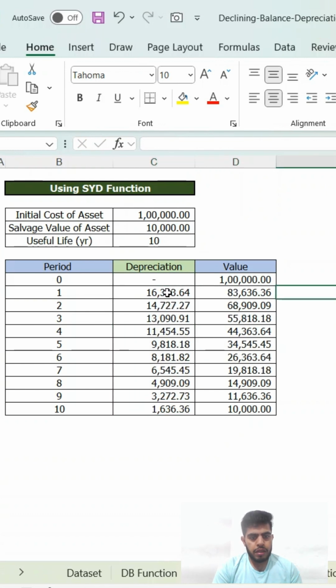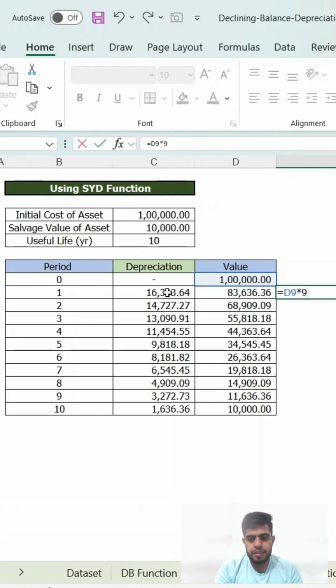Now jumping to the next formula, SYD, that is the sum of year digits method, where the syntax, as I told you, is the same. How we compute this depreciation is we take the value and take the remaining life at year end, and divide by the sum of the 10 digits, that is 55, and we get the same result, 16.363k.